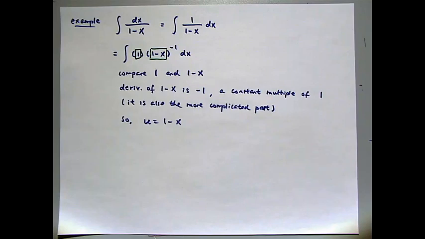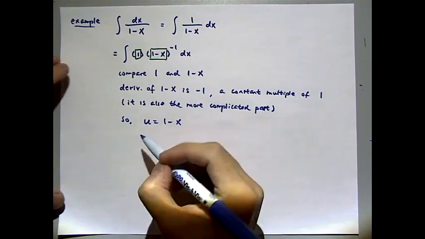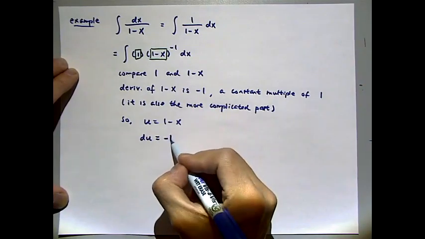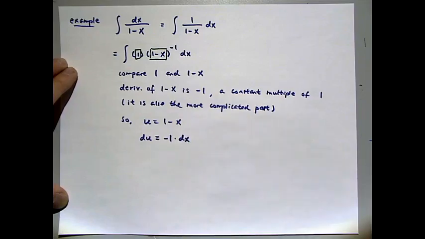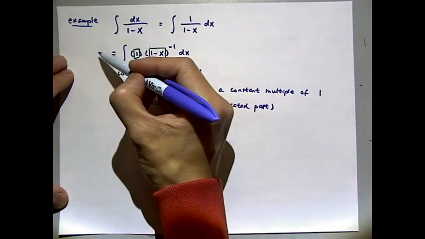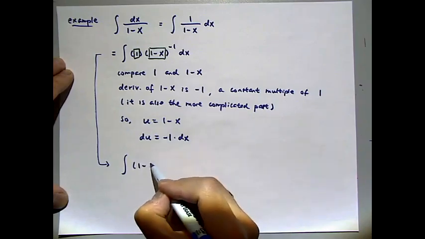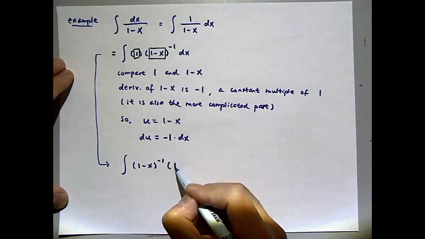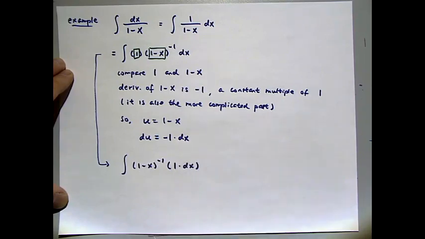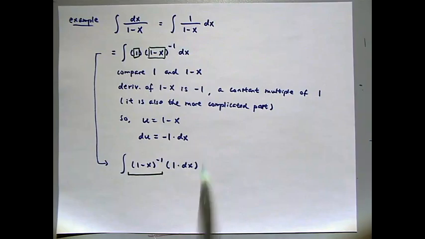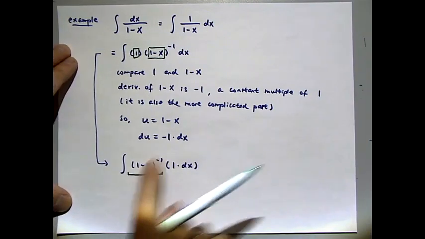Good? Okay, now we've got u. Then we find the differential, du: the derivative of this, minus 1, times dx. Bring this back down here and look at things. We get (1 minus x) to the minus 1, times 1 dx. Just like before, you can spot what u is going to be. So that's u to the power of minus 1.